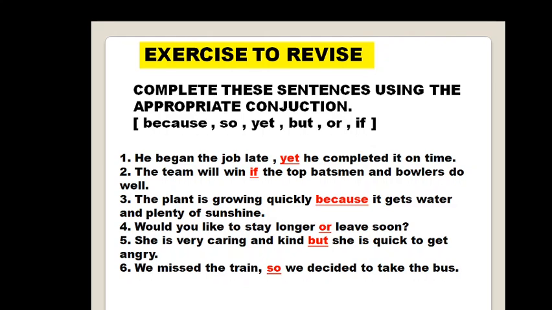Sixth sentence. We missed the train, dash, we decided to take the bus. Here it is expressing a result. To express a result, what is the conjunction, children? Yeah, good. It is so.